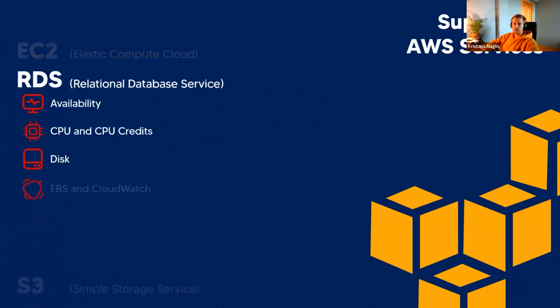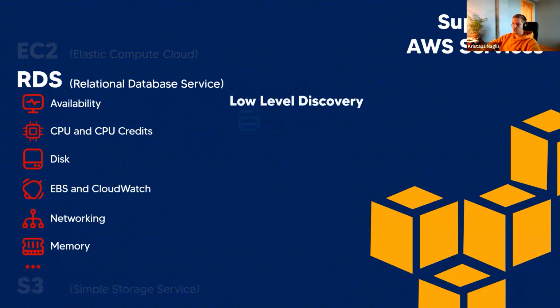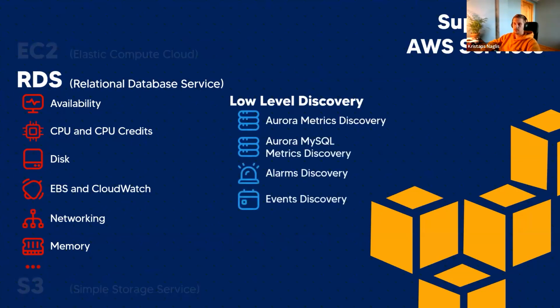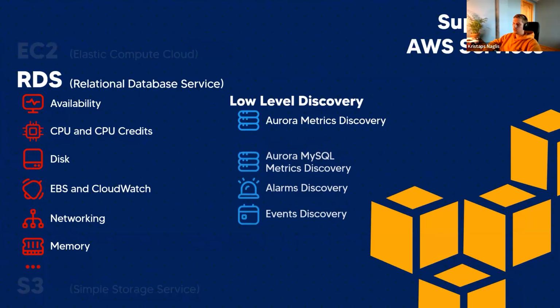For RDS, you can also see that there's CPU credits monitoring, which is very nice. Some disk metrics, also the EBS and CloudWatch. Here we also discover Aurora DB engine metrics.